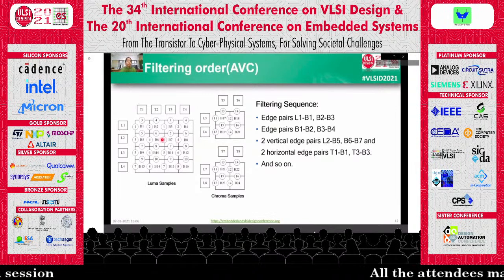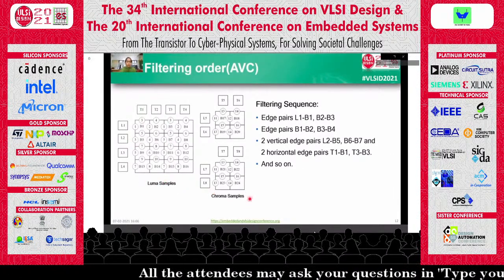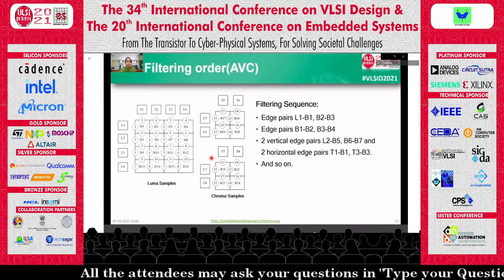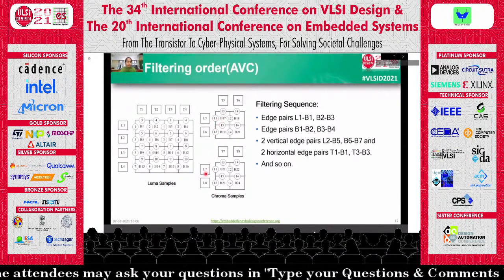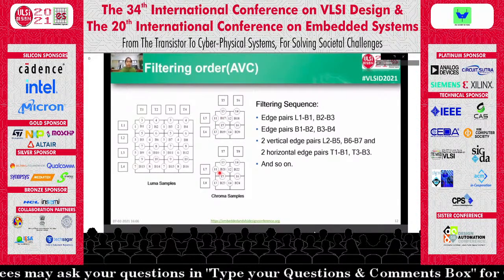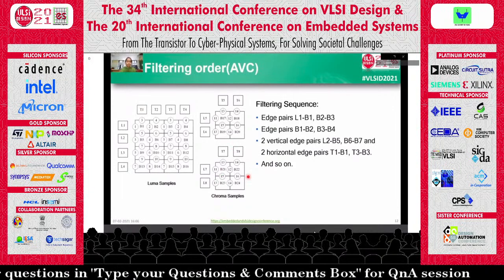Hence, only from the 3rd clock cycle onwards, 4 edge pairs are filtered, 2 vertical edge pairs and 2 horizontal edge pairs. Once luma filtering is done, chroma filtering is also done. In the chroma filtering, edge pairs L5, B17 and edge pairs L7 and B21 are filtered first. The remaining edge pairs are filtered in the following clock cycles.